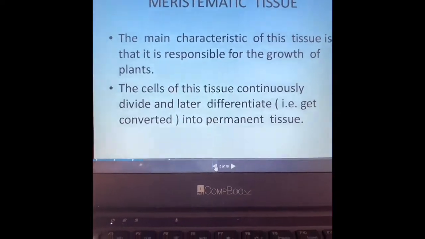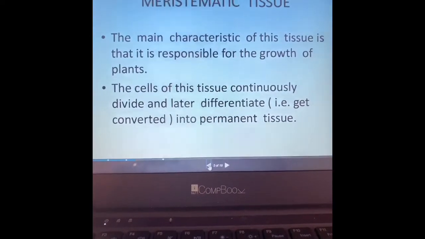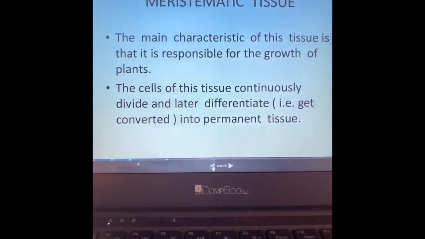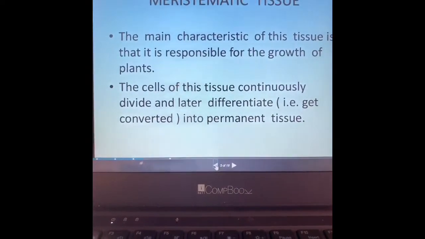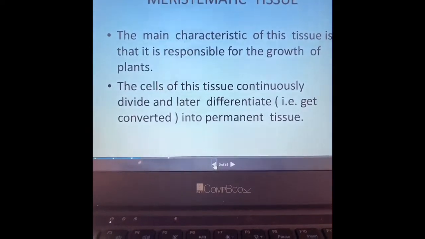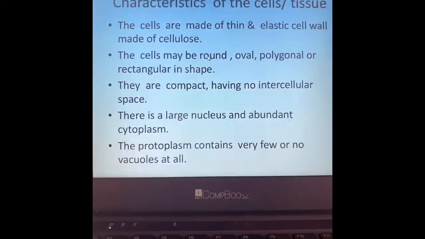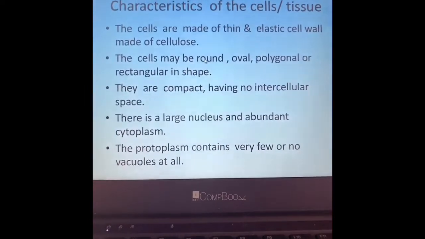The main characteristic of the meristematic tissue is that it is responsible for growth of the plant. The cells of this tissue continuously divide and later differentiate into permanent tissue. Now the characteristics of the cell or the tissue.